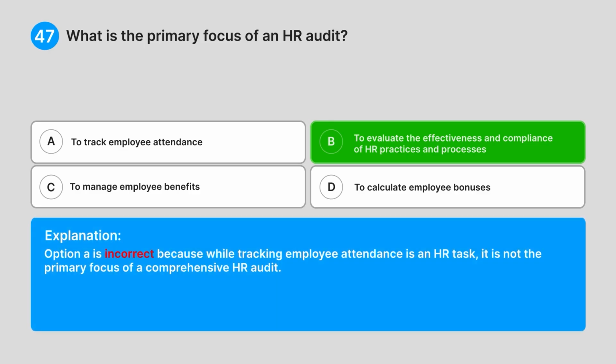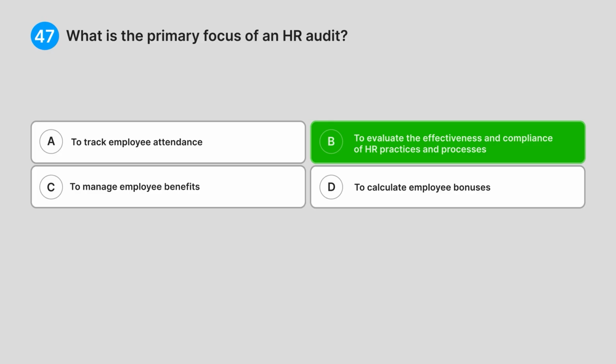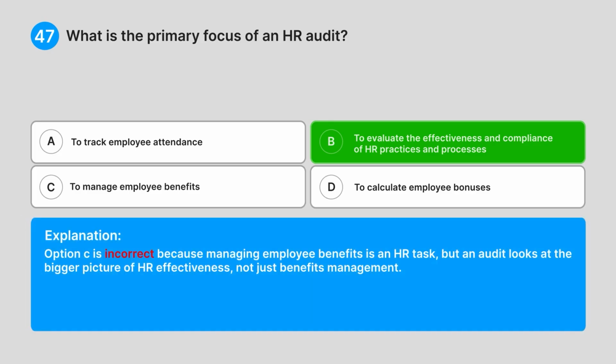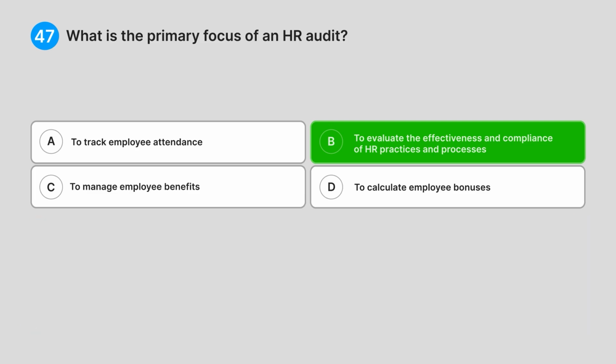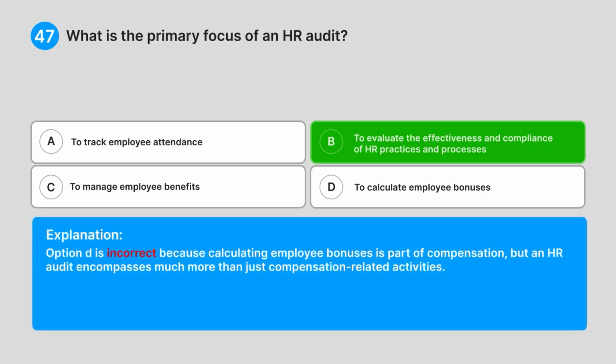Option A is incorrect because while tracking employee attendance is an HR task, it is not the primary focus of a comprehensive HR audit. Option C is incorrect because managing employee benefits is an HR task, but an audit looks at the bigger picture of HR effectiveness, not just benefits management. Option D is incorrect because calculating employee bonuses is part of compensation, but an HR audit encompasses much more than just compensation-related activities.